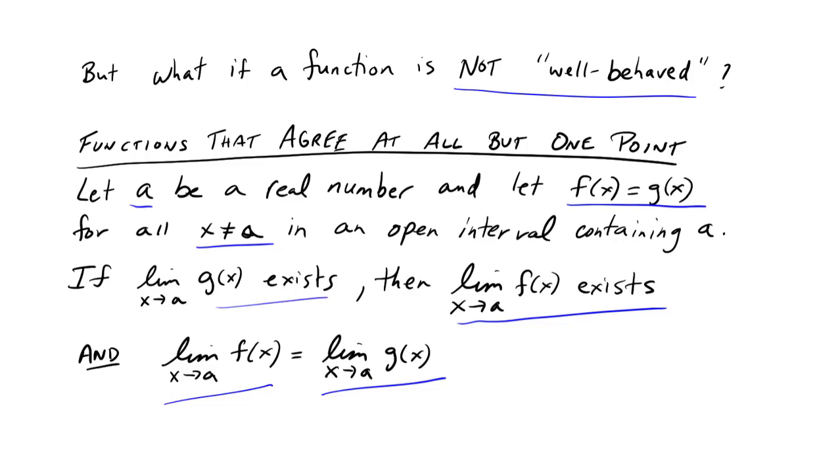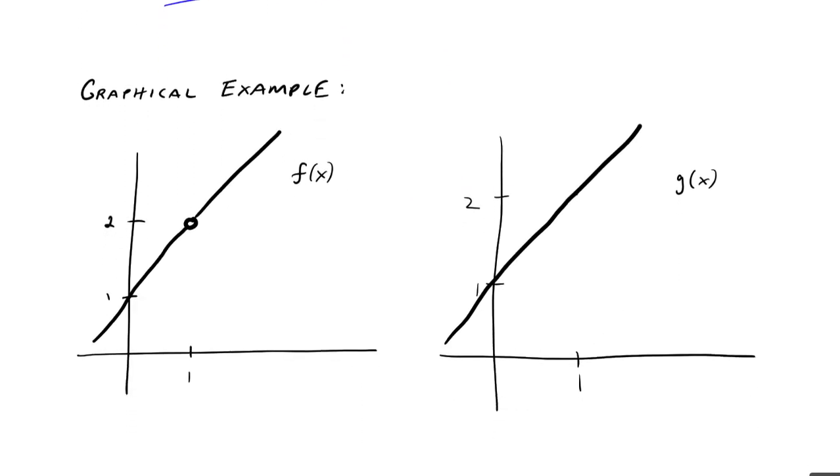Okay, and so as long as they differ by only one point, that may sound like a strange thing, but there are a lot of functions that differ by just one point. So if we have this f of x with a problem at a, and we can find a nice g of x that's good at a, we can do the limit of f. Okay, maybe a nice example of this graphically would help.